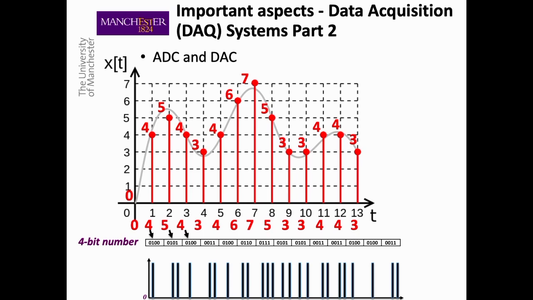So if I do that for each of these red blobs, for each of these numbers, I end up with this very bottom line here, which is a load of zeros and ones. All those zeros and ones are a digital representation of the discrete time capture of that continuous time signal. And that's pretty fundamental for the course, okay?